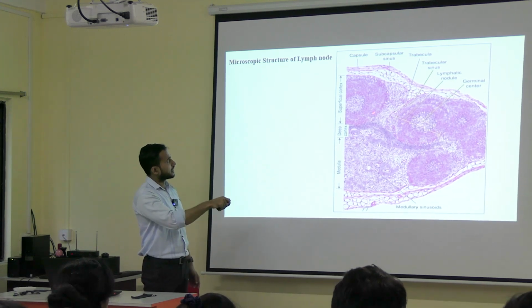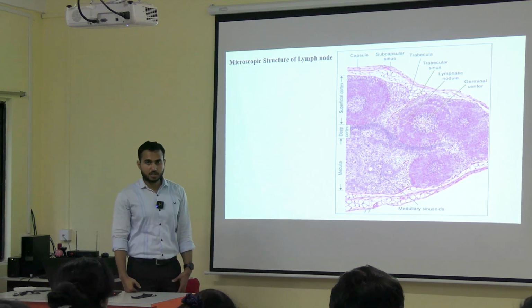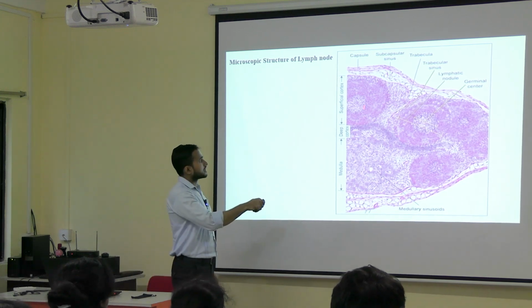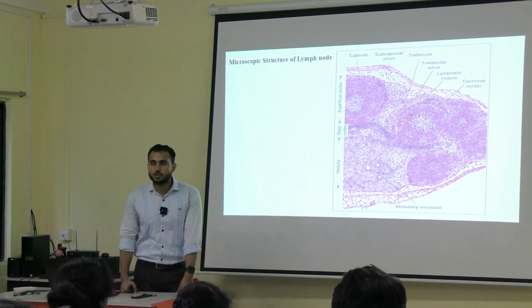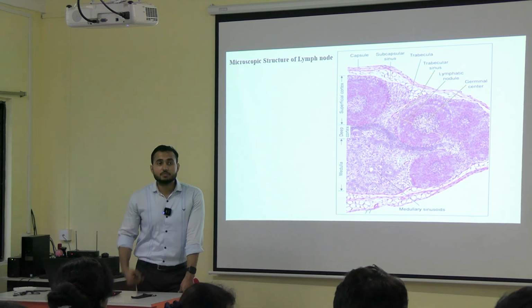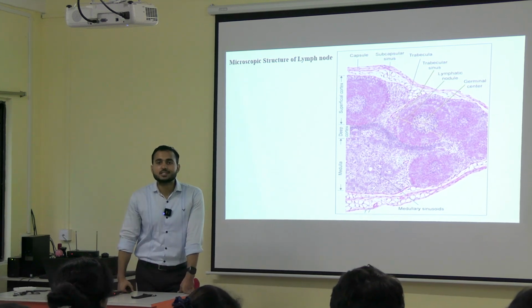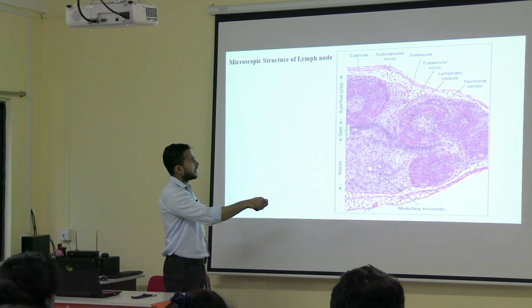ये पूरा area कौन सा है? This is the outer cortex. Okay. Why is it the outer cortex? It is darkly stained and it is nodular in appearance. Nodular in appearance का मतलब क्या है? What is the meaning of nodular? Means you can see the lymphatic nodules. ये देखो, one lymphatic nodule.